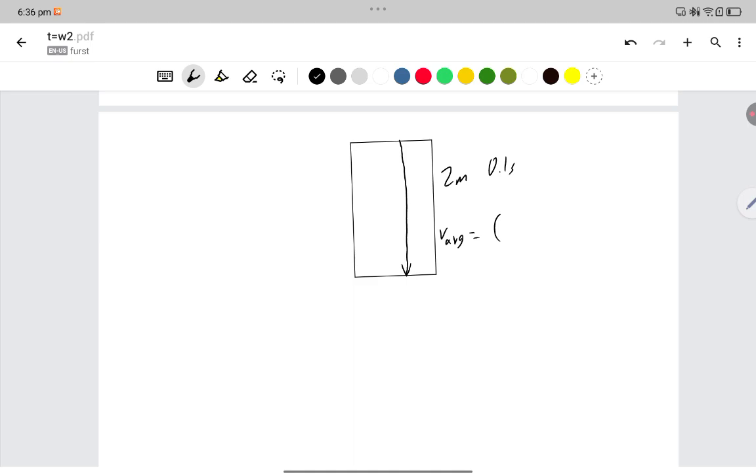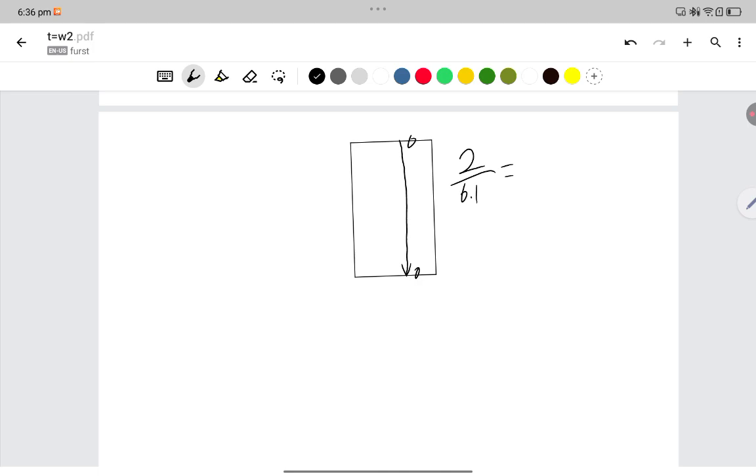I don't know. Not sure. Because then you need the initial and final velocity, but you don't know the initial velocity here, and you don't know the final velocity. But anyways, the average velocity, it travels 2 meters in 0.1 seconds, right?